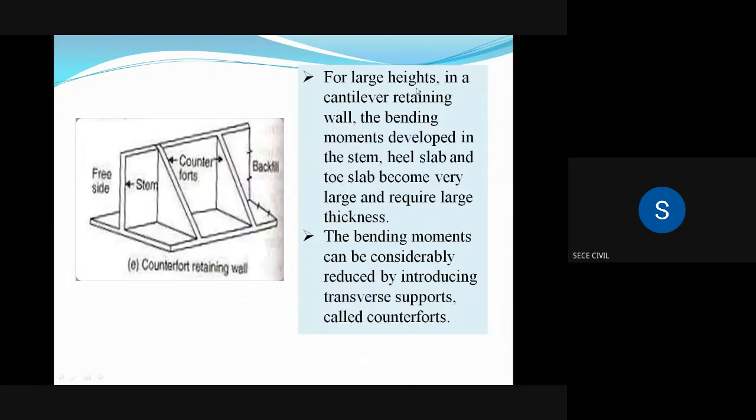So for larger heights, I already mentioned, if we want to build a large height retaining wall, we'll go for counterfort only. For larger heights in a cantilever retaining wall, the bending moments developed in the stem, heel slab, and toe slab become very large and require large thickness. The bending moments can be considerably reduced by introducing transverse supports called counterforts. So bending moments will be more, but if we provide counterforts, the bending moments are reduced.